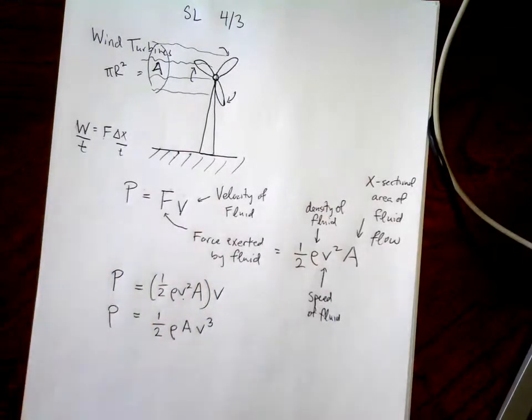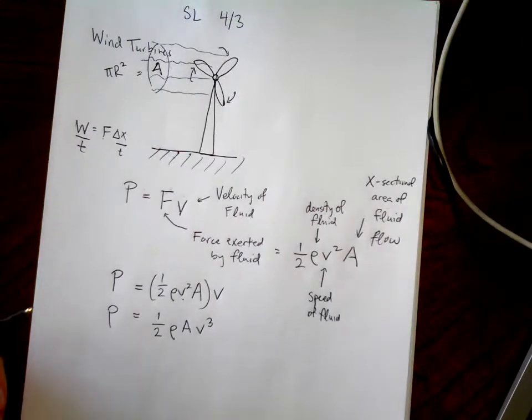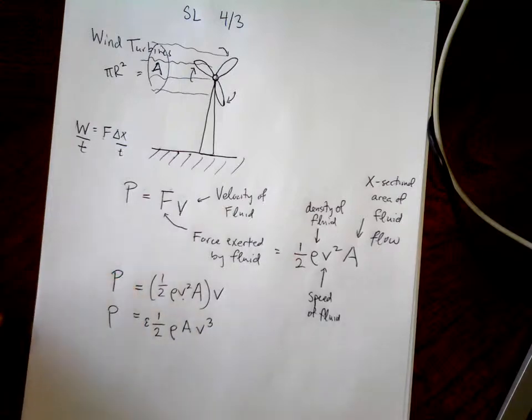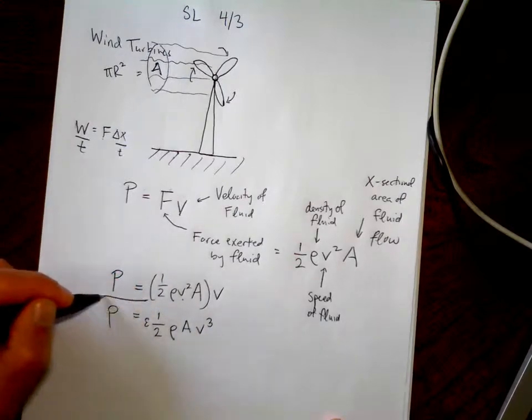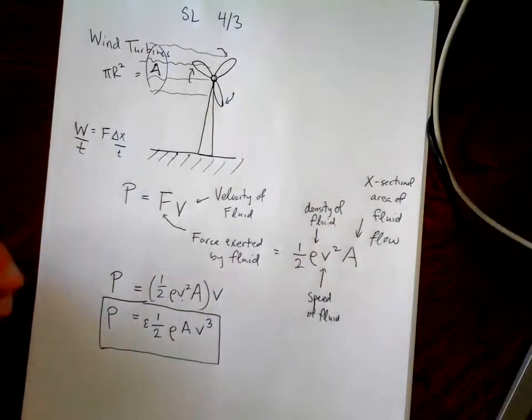And of course, all energy production processes, none of them are 100% efficient. So we take this and multiply it by the efficiency of the energy production process. And this is our equation for the power from a wind turbine.